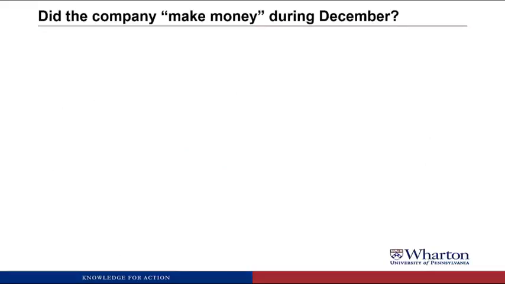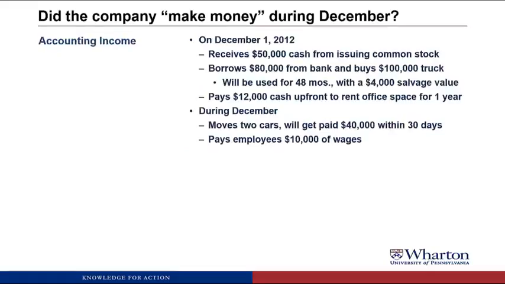Another way to try to answer the question of whether the company made money during December is to look at accounting income. Accounting income tries to look at business activities rather than just cash coming in or going out. For example, we actually moved 2 cars during December. Even though we haven't gotten paid cash yet, we're likely to get paid cash, and so why not book revenue of $40,000, recognize that we're going to eventually get cash coming in from doing the business activity.